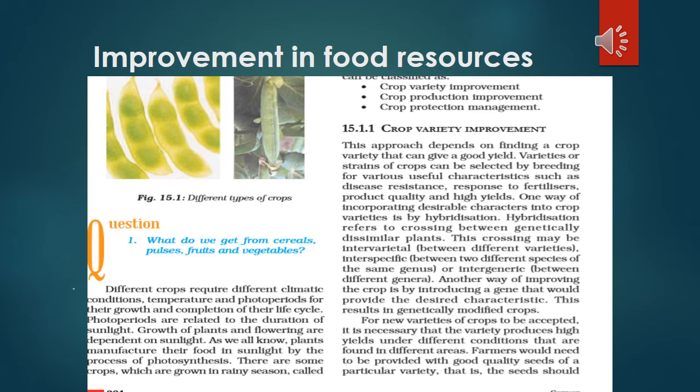Means here we have to take two plants and we have to cross them by cross-pollination. Then whatever new plant comes, it will acquire some good qualities from the parent plants. As a result, we will get the desirable good variety. So this is called the hybrid process. Thus it results in genetically modified crops.